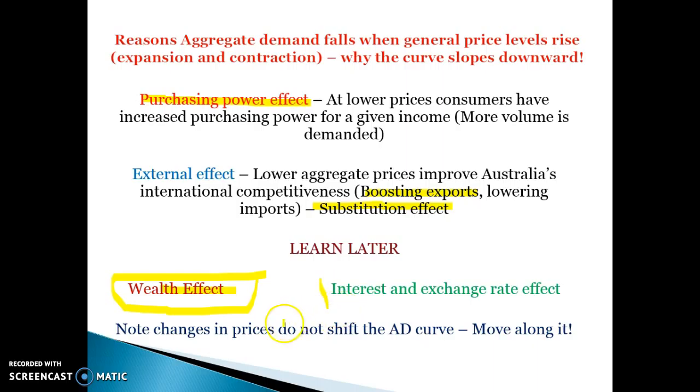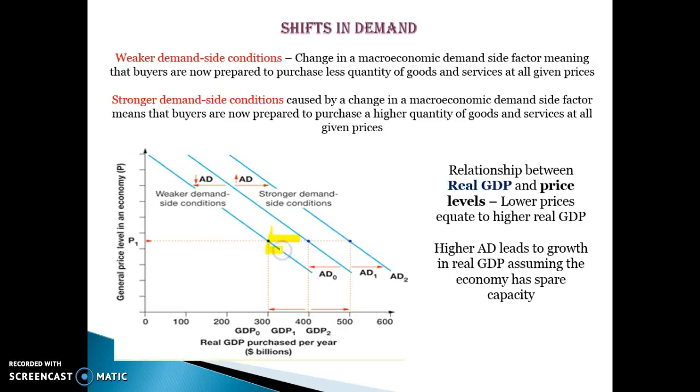Note that price changes do not shift the aggregate demand curve. If price changes, it's not shifting the curve, it's moving up and down the curve, like with microeconomics. It's very important. So things that will shift the curve: weaker demand side conditions will shift the aggregate demand curve to the left, and stronger demand side conditions will shift the aggregate demand curve to the right. So these are instances other than price that are going to cause an impact on our demand and real GDP. That would be things like if consumer confidence was to increase, or interest rates were lower, or we lowered taxes. All of these things would boost demand to the right, and we'll learn about those in Chapter 5.